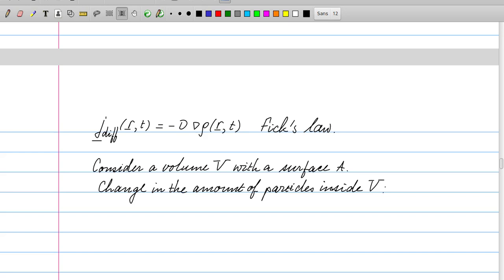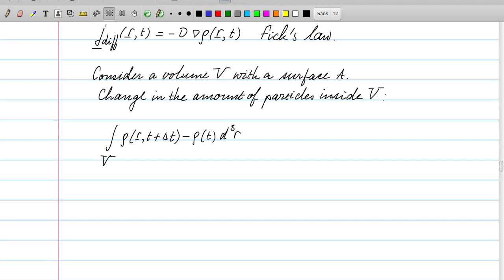So we consider a volume V, which is bounded by a surface A, and we consider the change in the amount of particles inside V. So how does that change in the course of time? Well, the total amount of particles is the integral of the particle density over the volume, and if we compare that for t and t plus delta t, we have this expression. So this expresses the change in the amount of particles inside V.